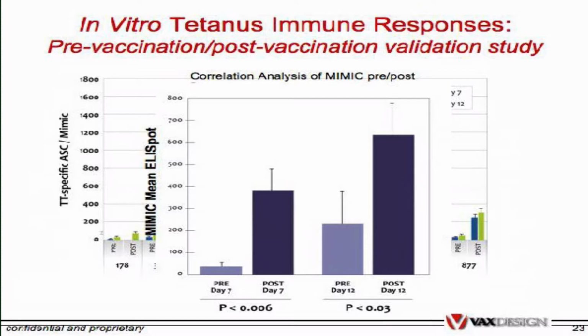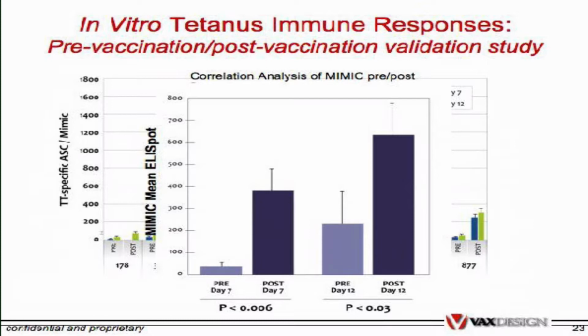So at the bottom here, we have different donor numbers, and we have done an examination of two days, day 7 and day 12, whether they were pre-vaccination as well as post-vaccination. In other words, we apheresis these people, we take their cells, we freeze them back, and now we can call those pre-vaccination for whatever vaccine we want.